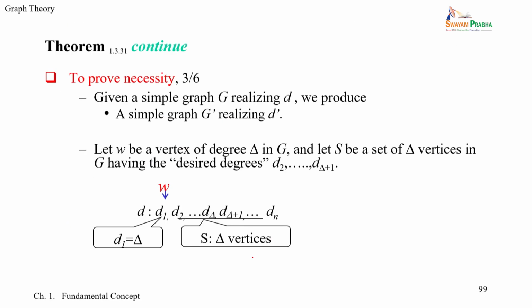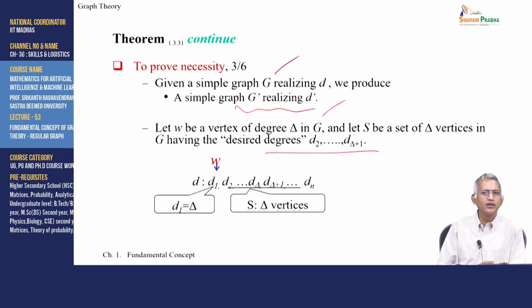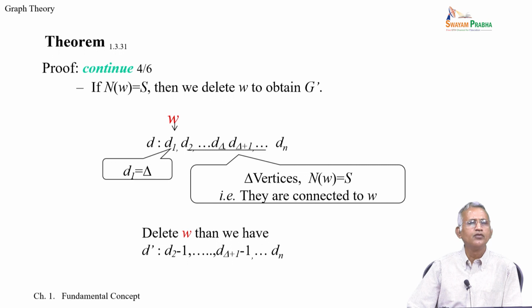For the next proof of the same statement, given a simple graph G realizing D, we produce a simple graph G' realizing D'. Let W be the vertex of degree delta in G and let S be the set of delta vertices in G with the desired degrees d2 and so on to d delta plus 1. Therefore, D: d1, d2 and so on to d delta, dn, where this is delta and this is the vertices. Now, if the neighborhood of W is S, delete W to obtain G'. So, D' is d2 to d delta plus 1 and so on to dn.